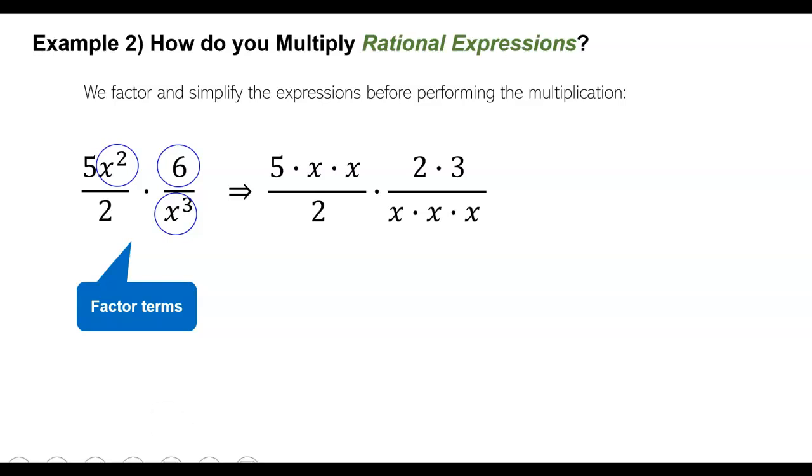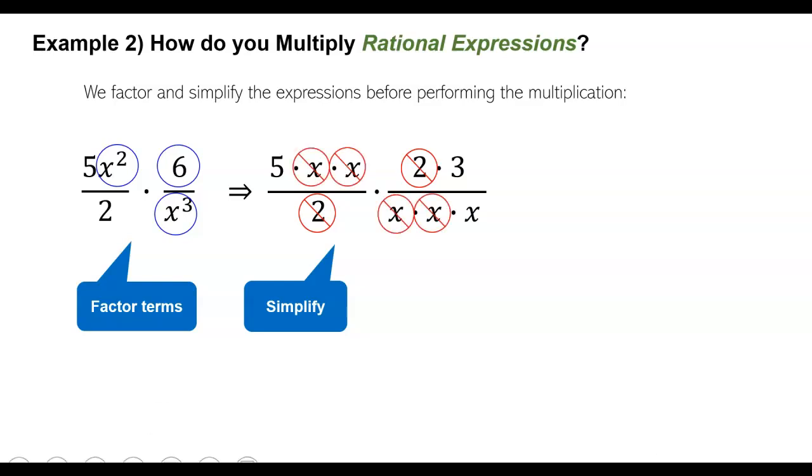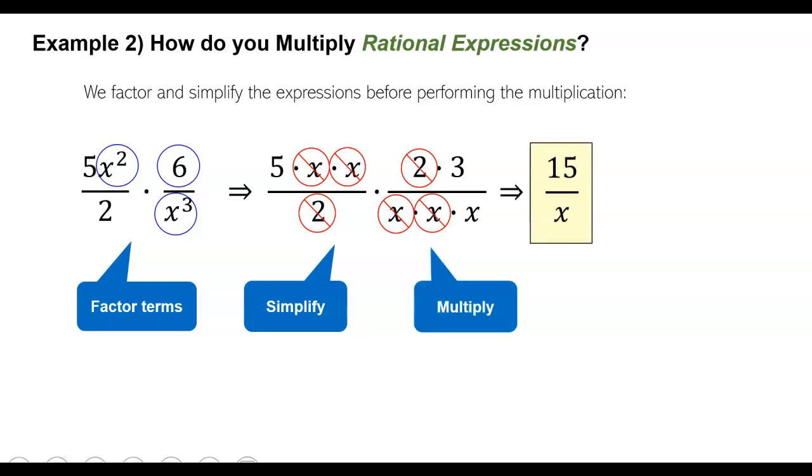Why did you break it down to 2 times 3? You want all the prime factors because we're going to cancel out all the prime factors. Here's why. Now that you see that 6 is 2 times 3, there's a 2 on top, there's a 2 on the bottom, those cancel out. They're gone. And the x's have 2 x's in common. Those cancel out. So you're left with 5 times 3 on top and an x on the bottom. 5 times 3 is 15 on top. X is on the bottom.